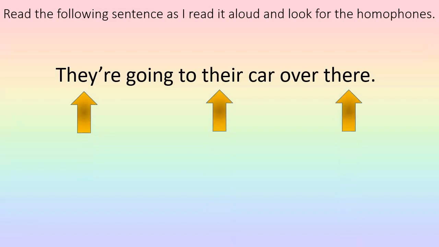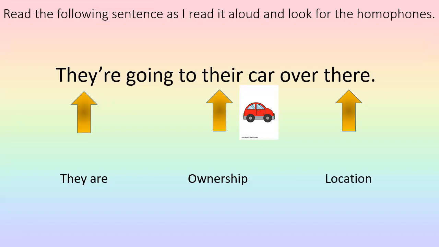T-H-E-Y apostrophe R-E represents they are. T-H-E-I-R shows ownership of their car. And T-H-E-R-E tells us about location.